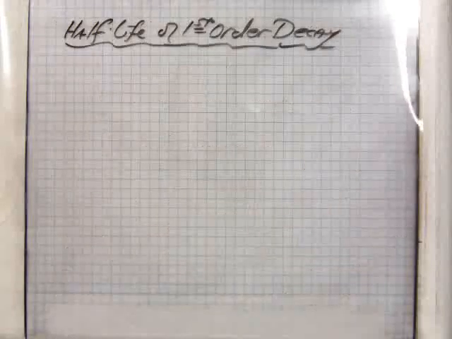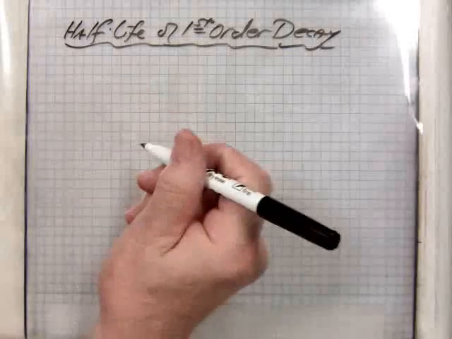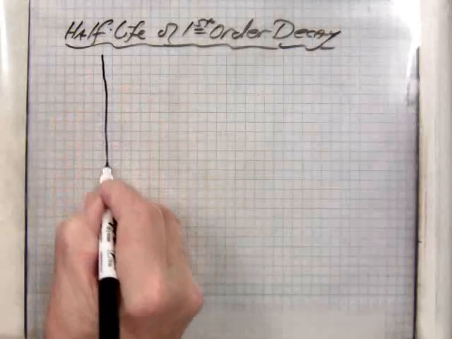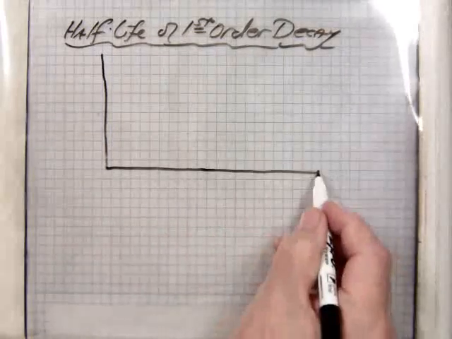Okay, half-life. Half-life, first order decay. Well, what do I mean by half-life? Half-life is the time it takes for the original concentration to reduce to one half of its original amount. Well, there's a special equation that can be derived out of that. And what we're talking about is in the first order decay trend.